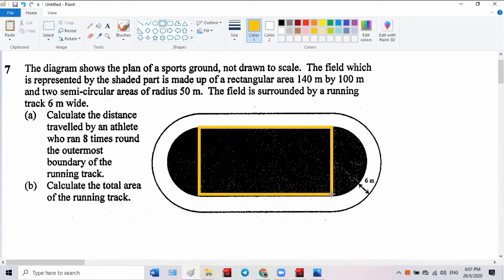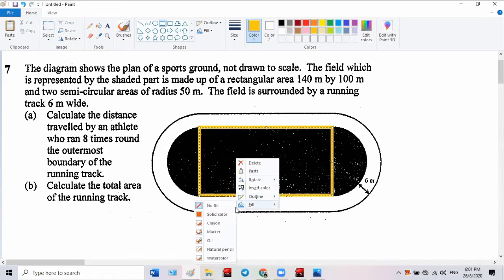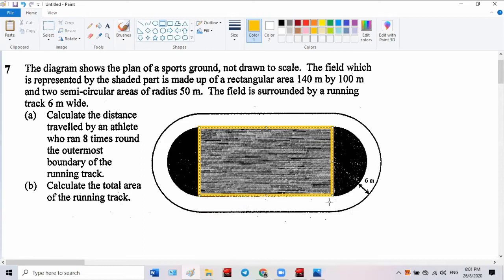See the field? It's made of a rectangle. This is the field, made of a shaded part, which is made up of a rectangular area, 140 by 100 meters. Where is the 140? Here is the length, must be 140. Here must be the 100. Everybody understand or not?